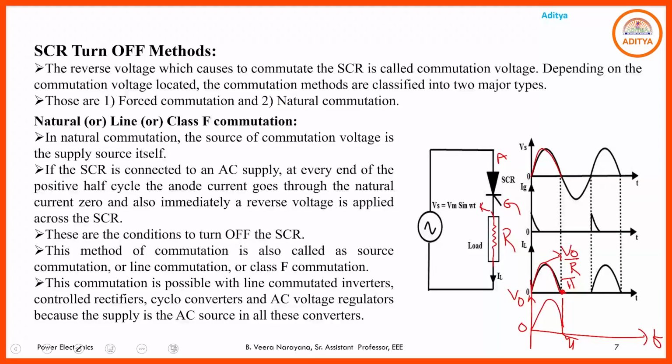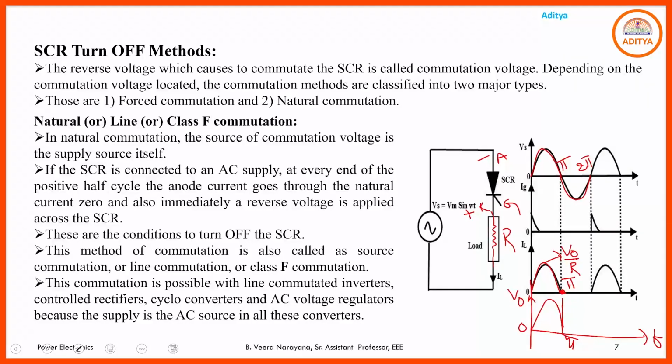After pi, from pi to 2 pi, the negative half cycle will be available across the SCR. During this negative half cycle, the anode is made negative and the cathode is positive. Correspondingly, the SCR automatically comes to the reverse biasing mode. At omega t equal to pi, the current is 0 and after this the negative voltage is available. Due to that negative voltage, what is the state of the SCR? When the anode is negative and the cathode is positive, the SCR is in reverse biasing mode, which is nothing but the off state of the SCR.